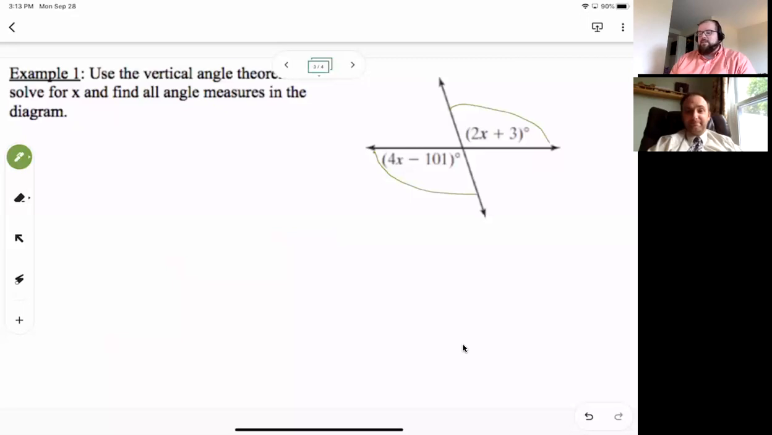So these two vertical angles must be congruent, and we've already done stuff that's a lot like this. Because if these angles are congruent, we know we can make an equation, 2x plus 3. Is it similar to that bisecting thing, except different? Yes, there's less Greek in this.